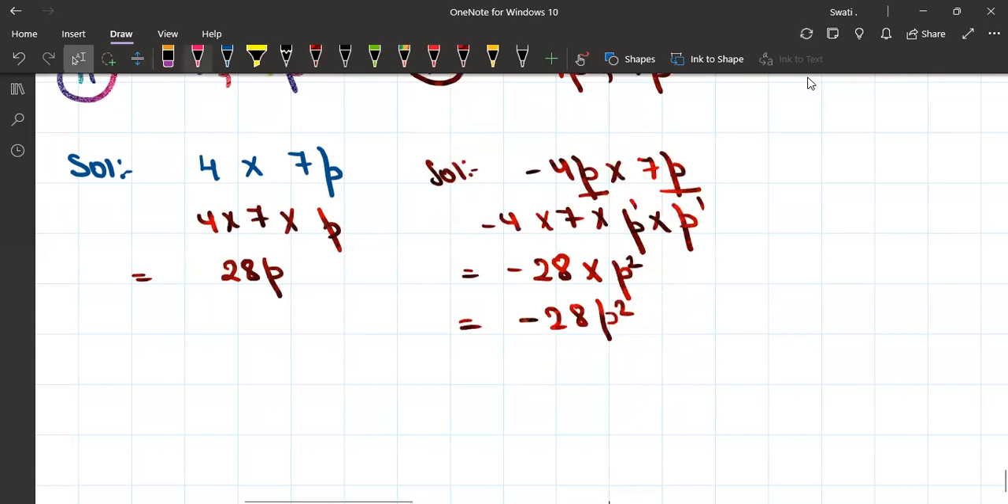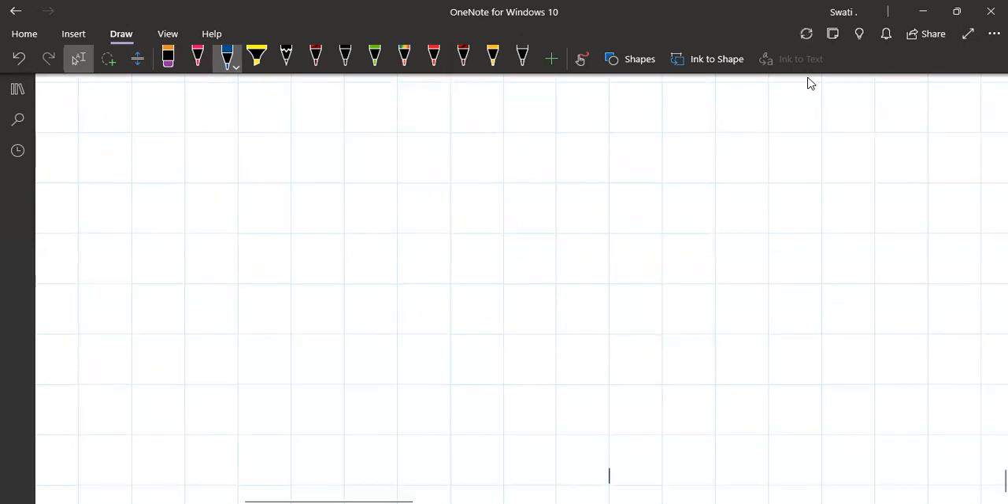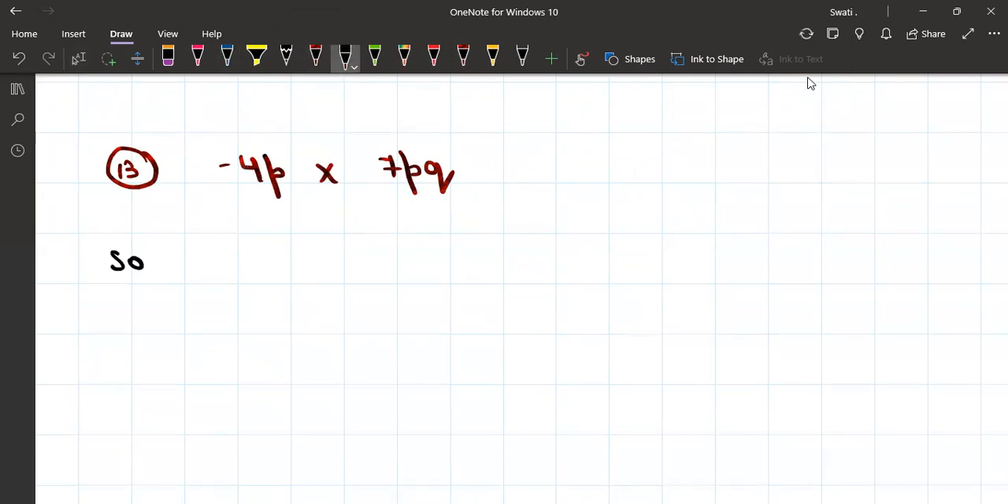Now let's solve the 13th question. And in the 13th question, we need to multiply minus 4p with 7pq. I'm not writing the comma here, I'm directly writing the multiplication sign. But remember, you will get a comma in the question, and then you have to replace that comma with the multiplication sign. So here again, the same thing we are going to do.